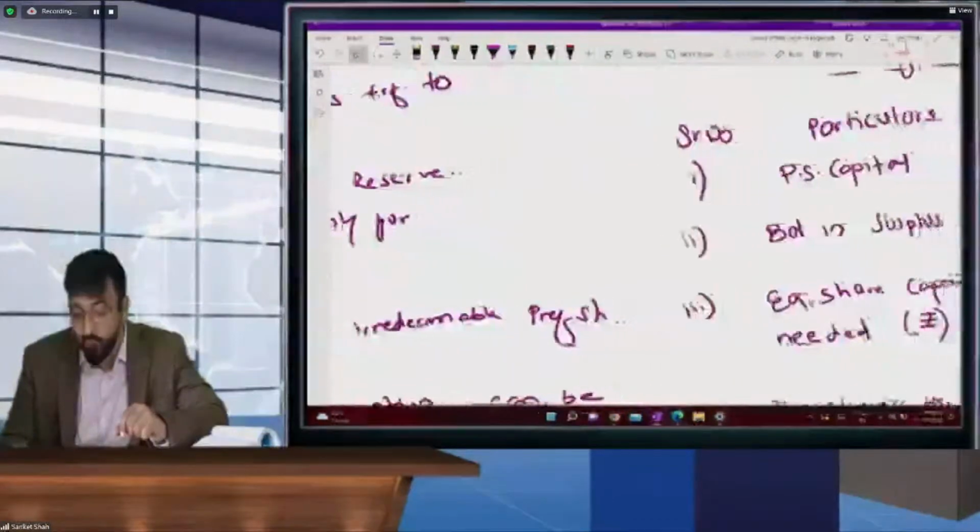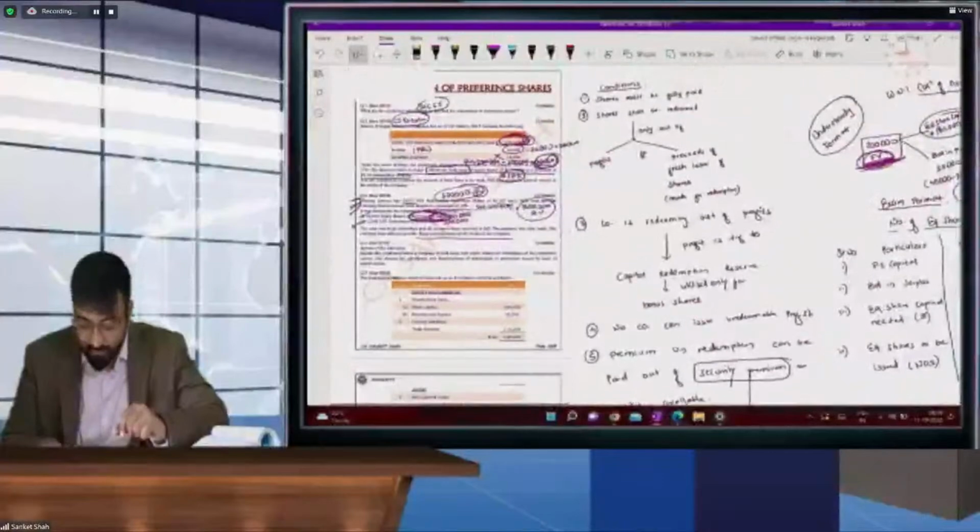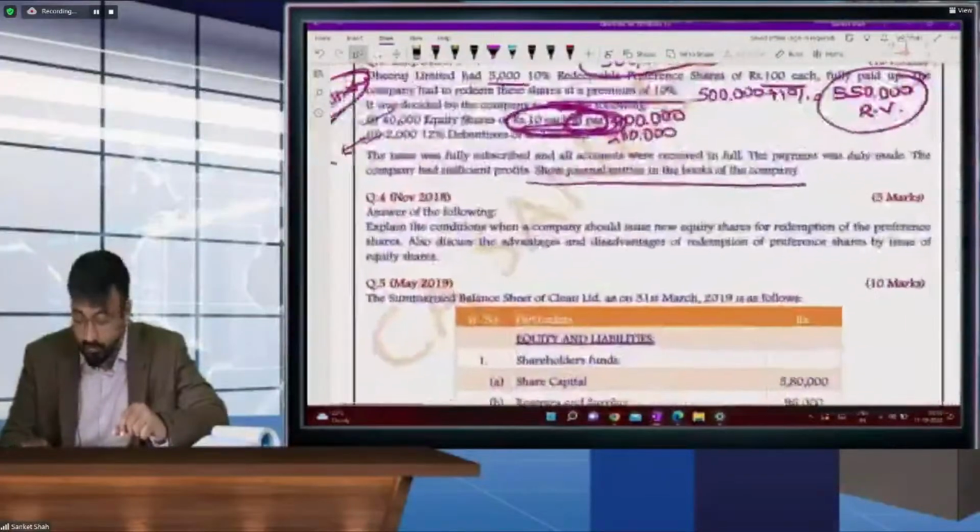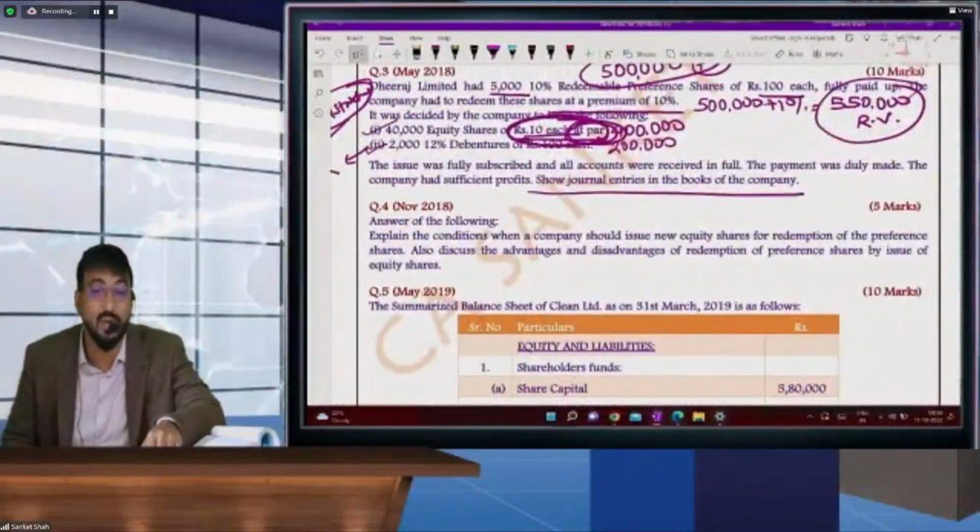So while maintaining capital structure, you always have to mention it in front of rupees 10. Okay. We'll solve some more questions.